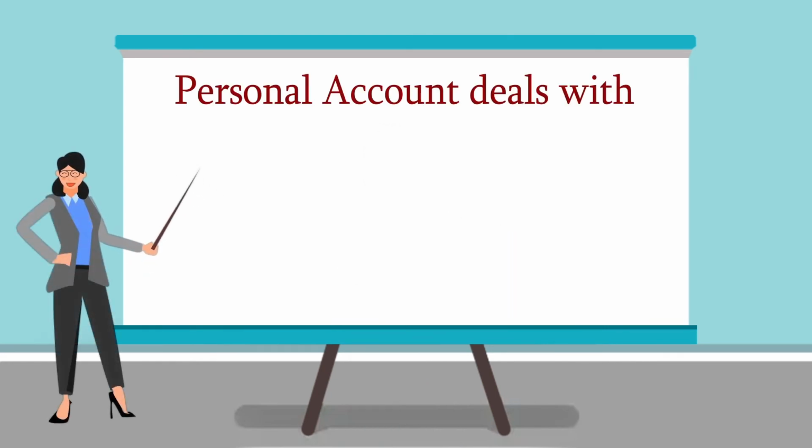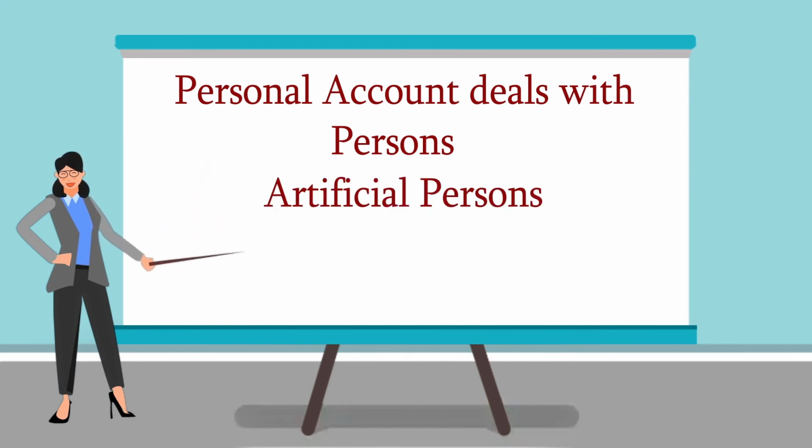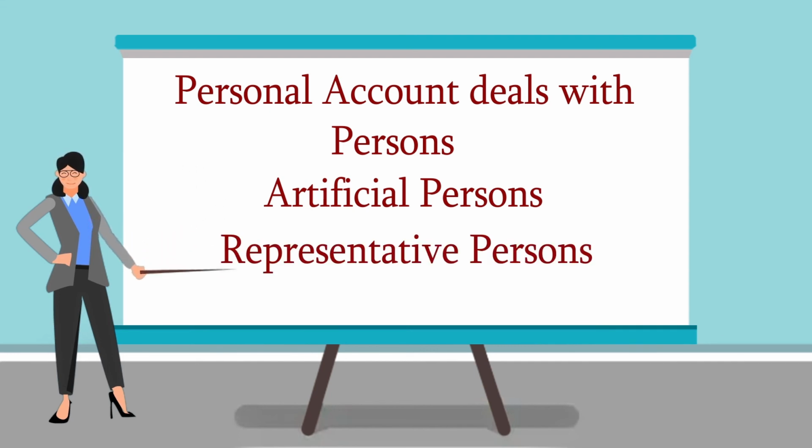Personal account deals with individuals. The individuals may be human beings or artificial persons. Basically, the individuals are of three types: natural persons like Ram's account, Obama's account, etc. Artificial persons representing partnership firms, associations, and companies like Rama and Krishna Sons, ABC Industries Limited, and Tata and Sons Limited, etc. Representative persons representing a person or group of persons like salary payable account, prepaid expenses account, and outstanding salary account, etc.